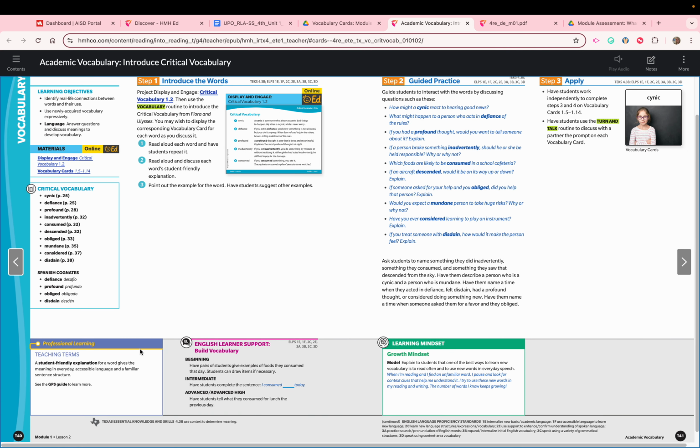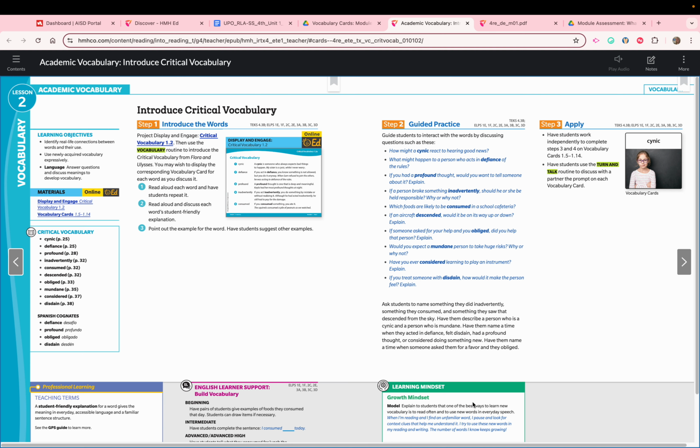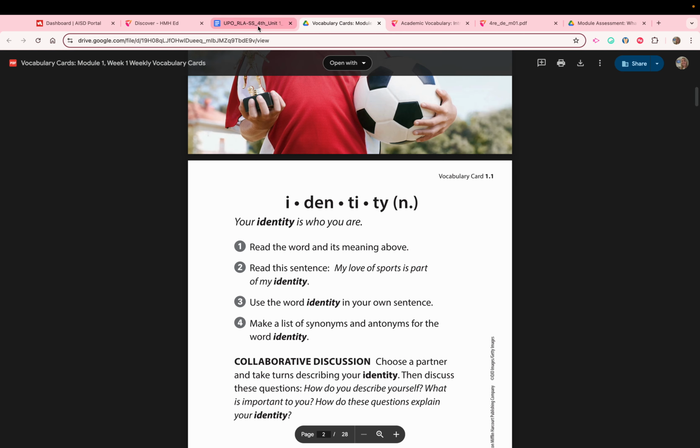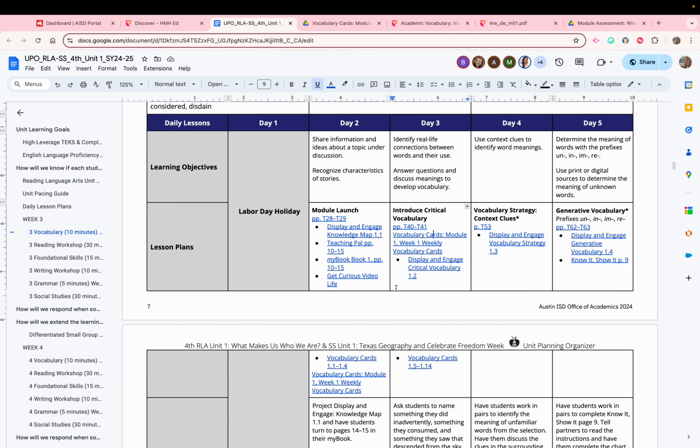one more time and just show you the bottom where the gray part of the lesson plan is. These are just helpful tips. Sometimes there's a professional learning part, sometimes there's some English language support, and then also there are some pieces about learning mindset. And that's it. We don't need to get lost in HMH. There's no need for me to click to the next page. The entire lesson is listed on this one singular page. So there is that explanation of what is going on.